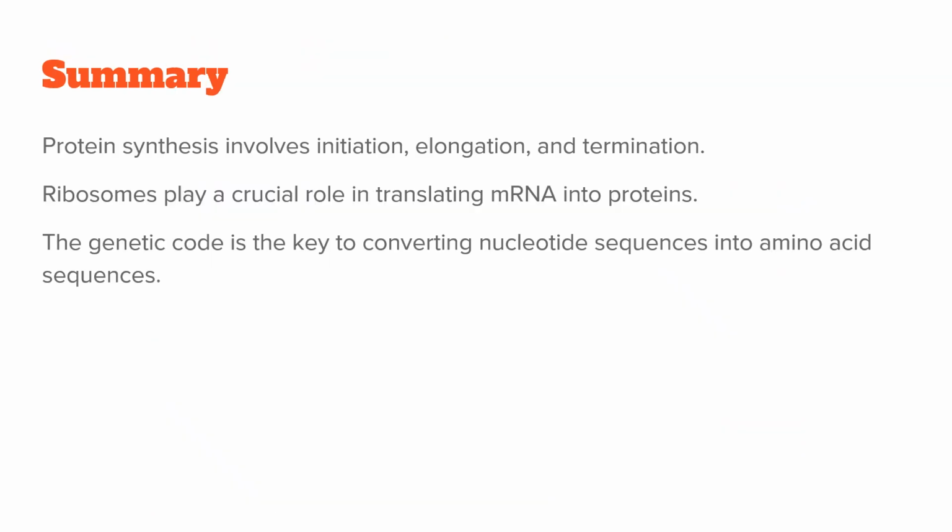Translation converts the information in mRNA into a protein using the genetic code. The ribosome coordinates tRNAs as they match codons and deliver amino acids. Initiation sets the reading frame at the codon AUG. Elongation extends the chain one codon at a time through the APE cycle, and termination releases the completed polypeptide at a stop codon.